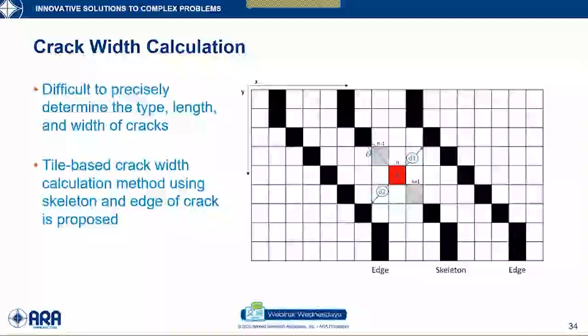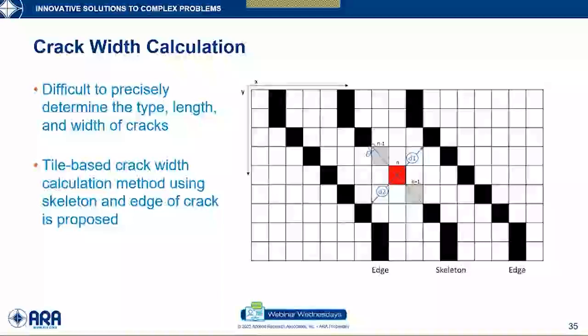In general, it is very difficult to precisely determine the type and length and the width of the crack because multiple cracks are connected to each other. So the tile-based crack width calculation method using the skeleton and edge of the crack is proposed for this research. The skeleton can be referred to as a thinning process, and it represents a group of central pixels of crack segments along the direction of the crack propagation. And edge represents the outer pixels of the crack.